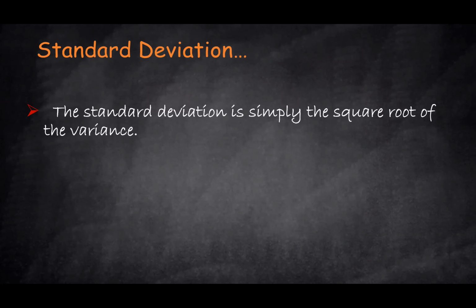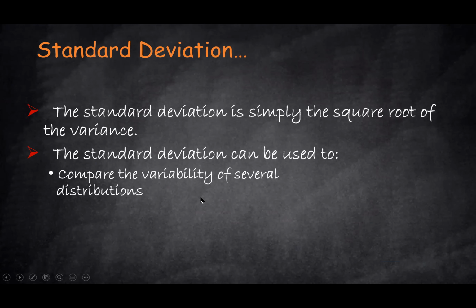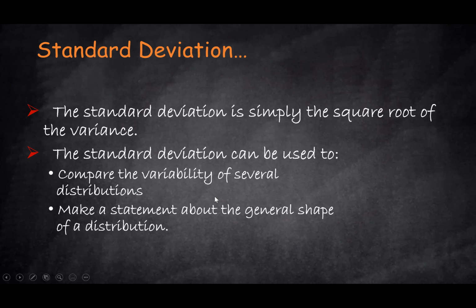The standard deviation is simply the square root of the variance. So if you got the value, for example, 9 for variance, your standard deviation will be 3. The standard deviation is a very useful measurement. It helps us to compare variability of several distributions. And again, the distribution with the highest standard deviation is known to be more spread. It also helps us to make statements about the general shape of the distribution.